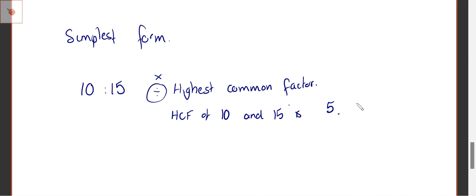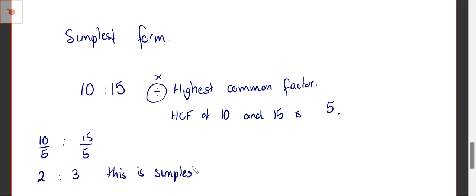How do you know it's 5? Well, that's kind of it, isn't it? Just have to know your times tables. And then we do 10 divided by 5, 15 divided by 5, just like we were doing with it. It's just an equivalent ratio, but ends up at 2 to 3. This is simplest.